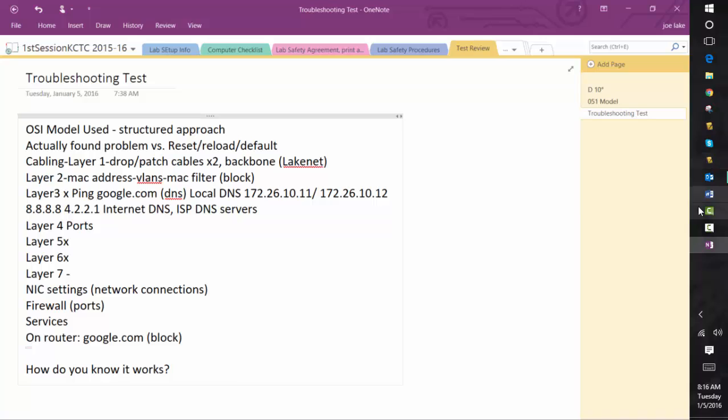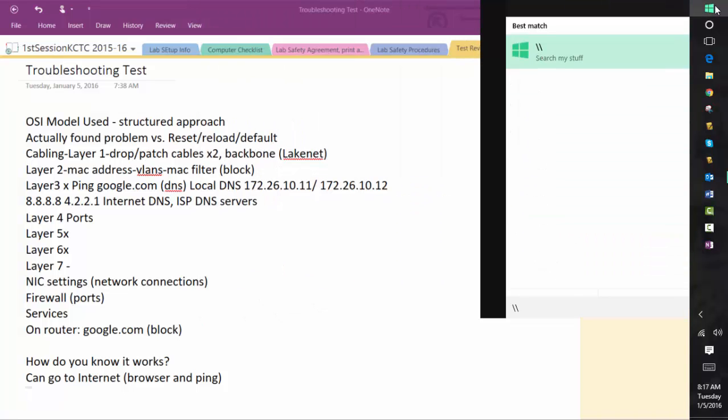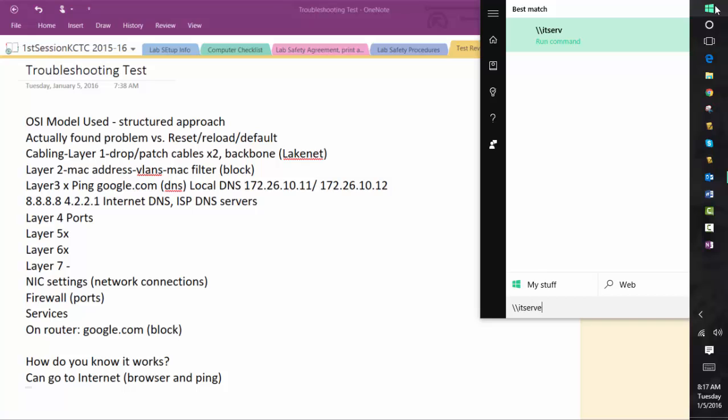So you know it works, right? You guys want to know how you know it works? So you can go to the internet, right? What does that mean? Browser and ping. Yeah, if you fire up a browser and it works, you're pretty good. That's kind of what we're looking for. What about doing this, like IT server 01? Should you be able to do that? Or go to a computer on your network? Do you know what provides that service?